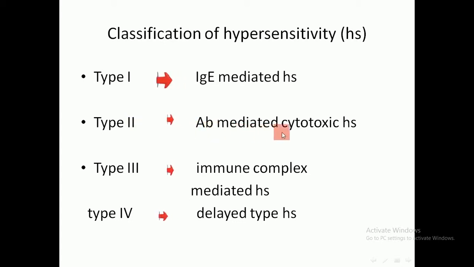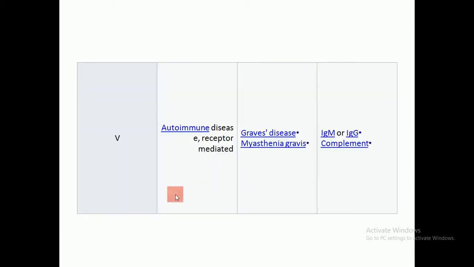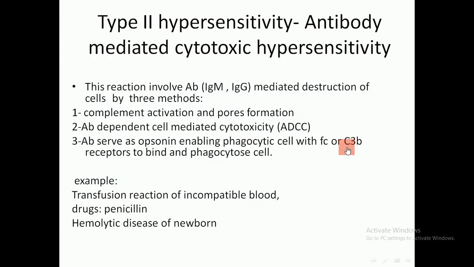And the type 2 hypersensitivity, the main mechanism is antibody-mediated cytotoxicity. While type 3 is immune complex-mediated hypersensitivity. And type 4 is delayed type hypersensitivity reaction. And there is a 5th type, which occurs due to an autoimmune disease, which is receptor-mediated, like Graves' disease, myasthenia gravis, and the important antibody is IgM or IgG, in association with the complement function.